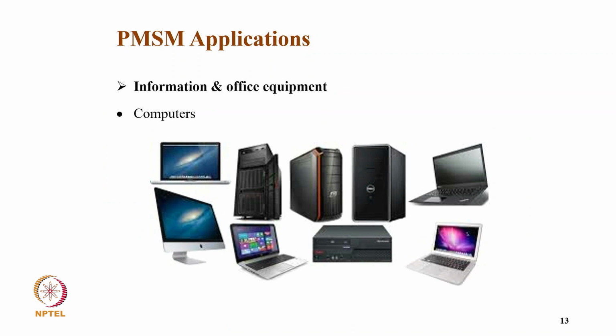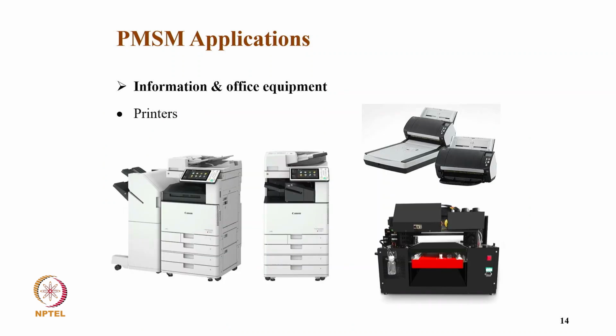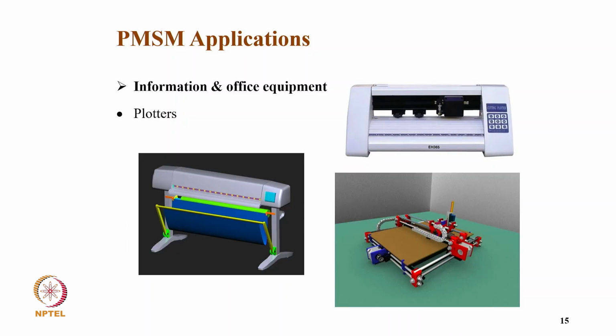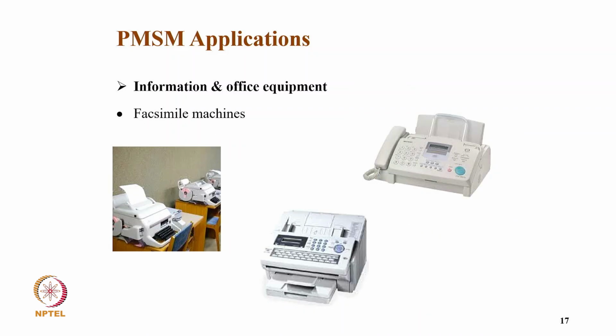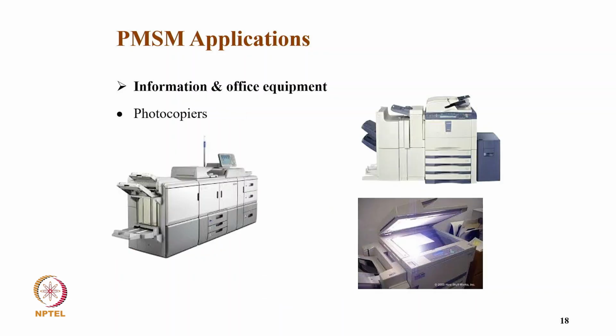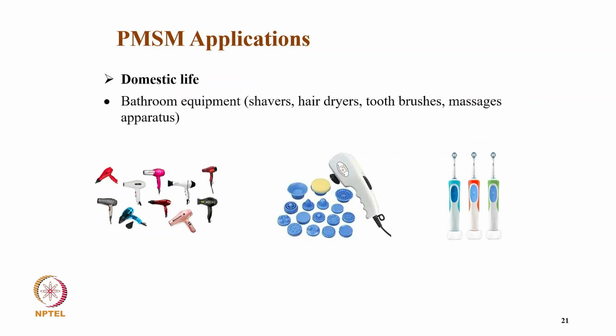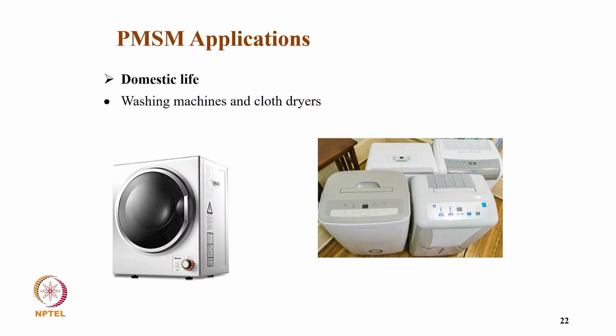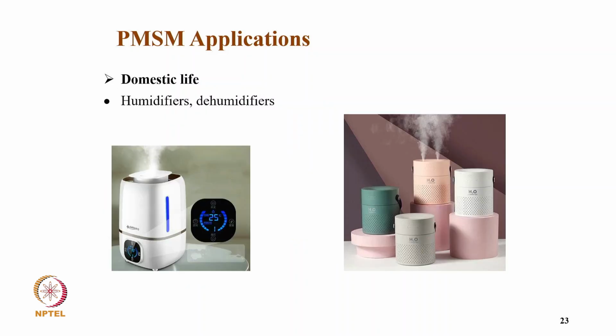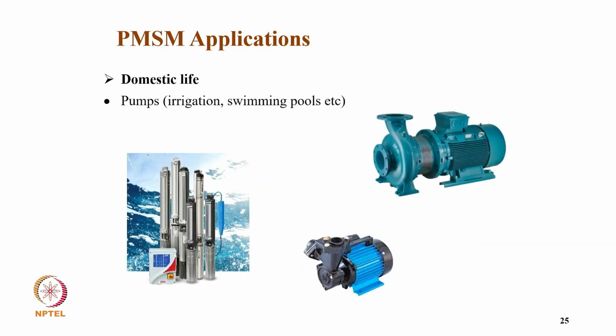Then the robots. It's also used in information and office equipment: computers, then printers, plotters, scanners, facsimile machines, photocopiers, audiovisual aids. Then in domestic life, it's used in kitchen equipment like refrigerators, microwave ovens, dishwashers, because of the very high efficiency of these motors even for low power. Then bathroom equipment like shavers, hair dryers, toothbrushes, massage apparatus, and washing machines and clothes dryers, humidifiers and dehumidifiers, then lawn mowers, pumps for irrigation, swimming pools, etc., including solar pumping.